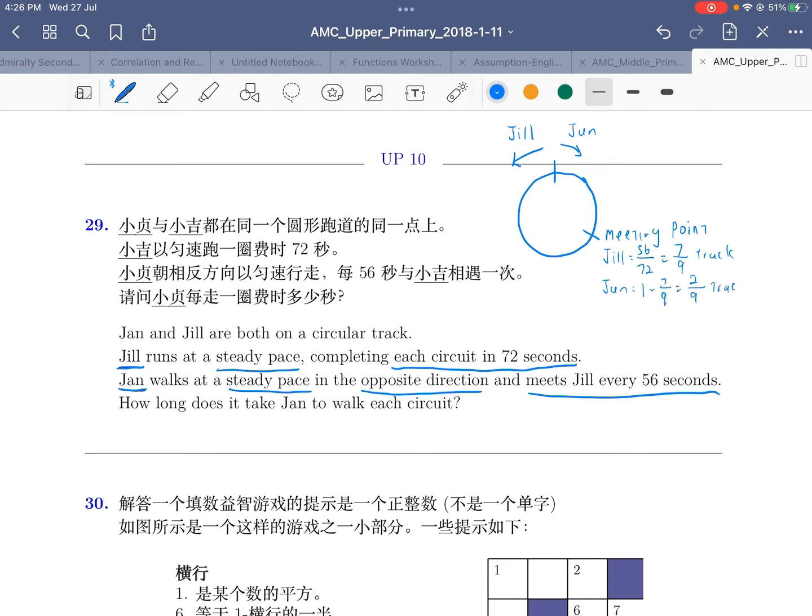the track. So this gives us a little idea about ratio. There's a little bit of ratio going on over here. Every 56 seconds in fact, Jill is to Jen is going to be 7 over 9 is to 2 over 9 of the particular track. And if we are going to multiply both sides by 9, it's going to be 7 over 2. Now what does this mean? This means that when Jill runs and completes 7 rounds, Jen has just completed walking 2 rounds.